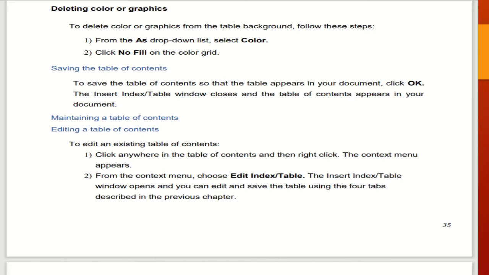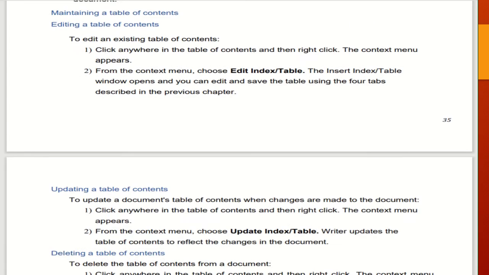Next is maintaining a table of contents. Editing a table of contents. To edit an existing table of contents, click anywhere in the table of contents and then right click. The context menu appears. From the context menu, choose Edit Index or Table. The Insert Index or Table window opens, and you can edit and save the table using the 4 tabs described in your previous chapters.